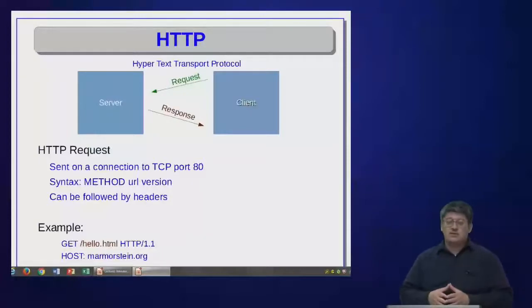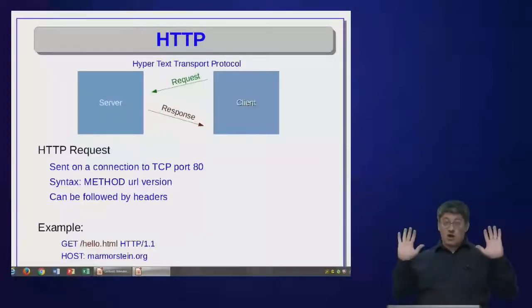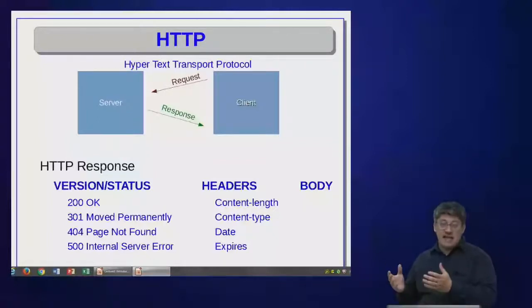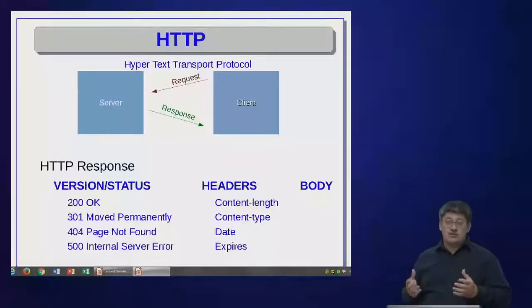And then the server is going to send back a response. And that response might be, sorry, couldn't find your web page. Or it might be, OK, here's the web page. So the response also has three parts. It has a version and status part. It has a headers part. And then the body of the message contains the actual HTML if it was able to retrieve the content. Or if it was an image, the image file data would be in the body.